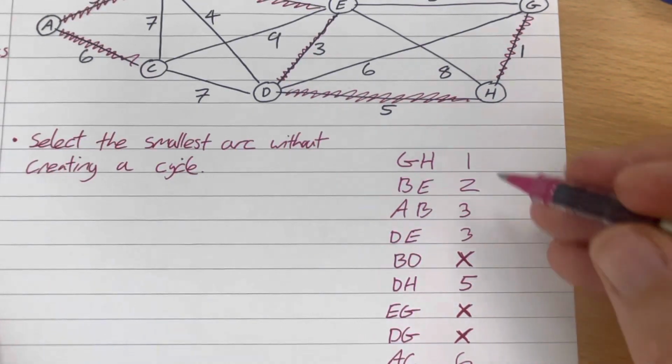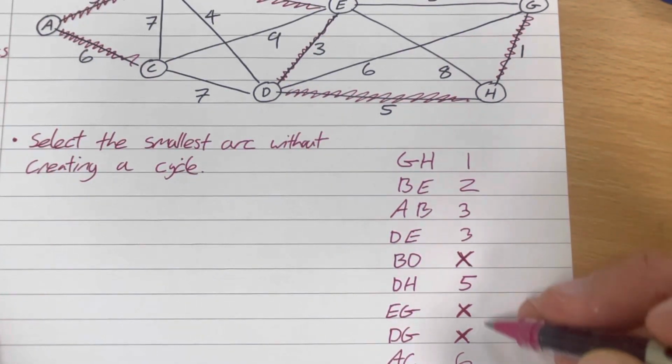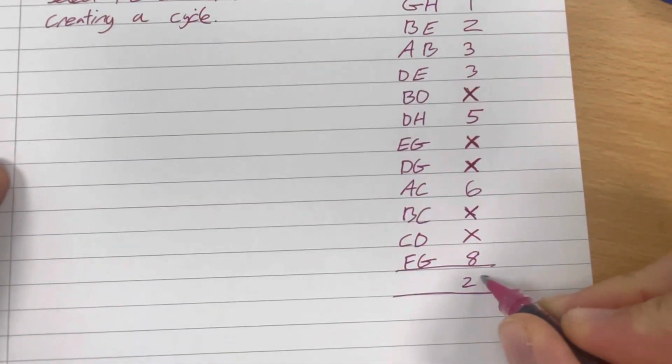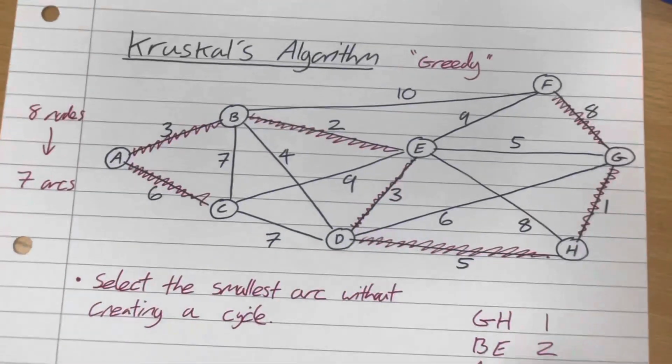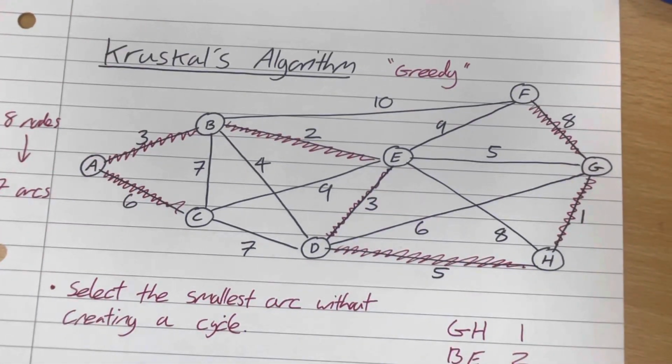Add up the total weightings. That's 3, 6, 9, 14, 20, 28. So my total weighting is 28. That is the minimum spanning tree. In this case, it just so happens that the tree is just one long line. It didn't have to be the case.